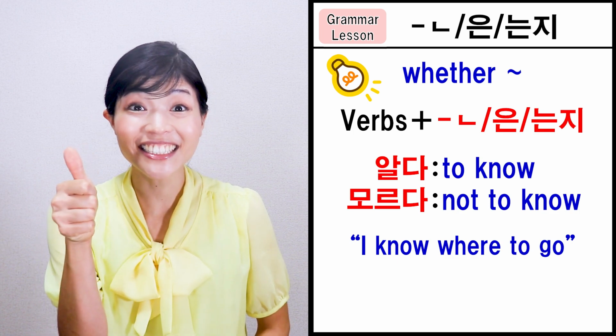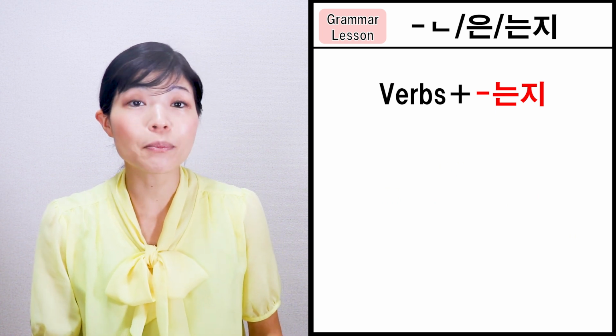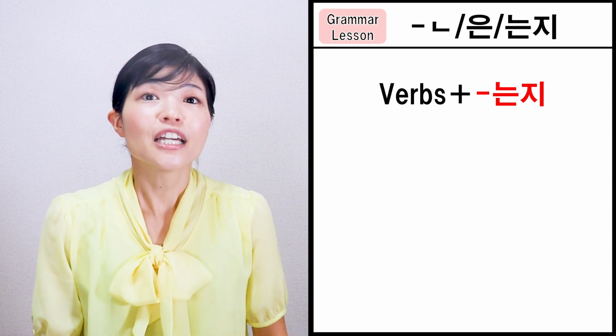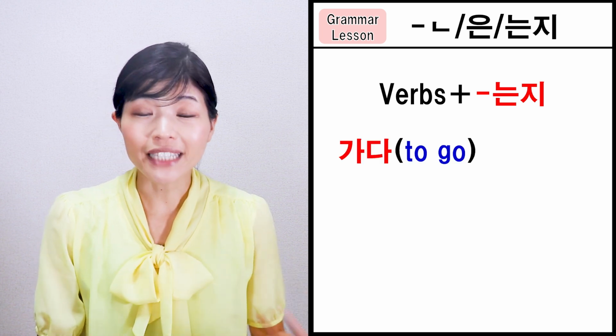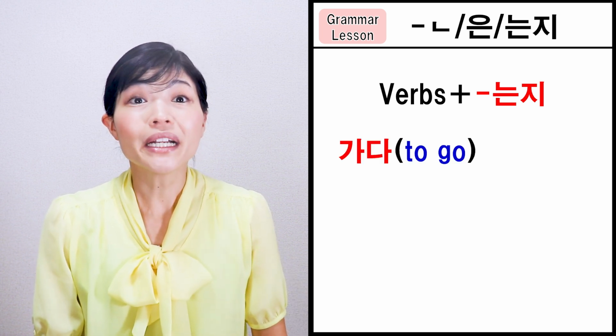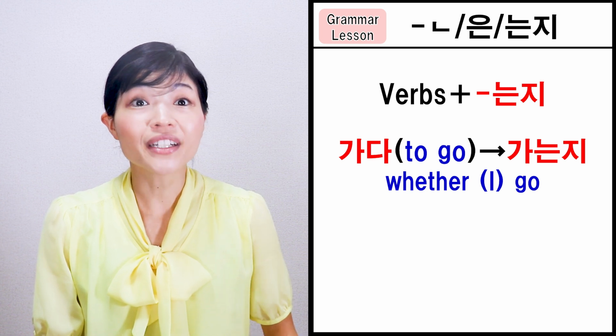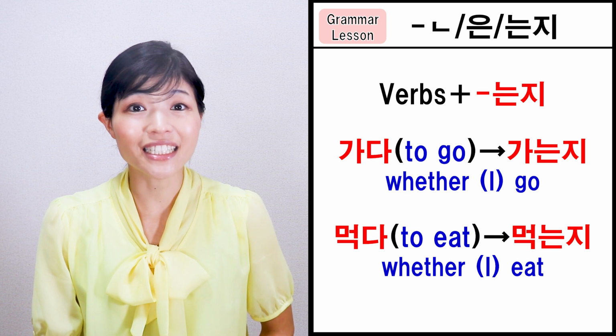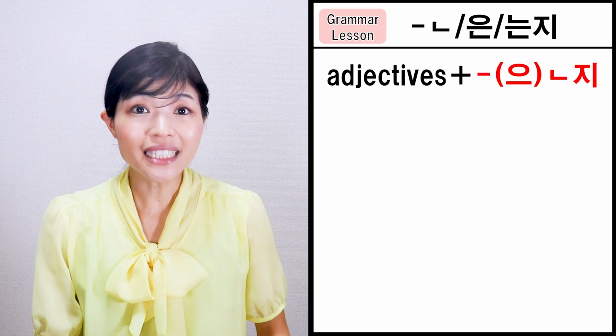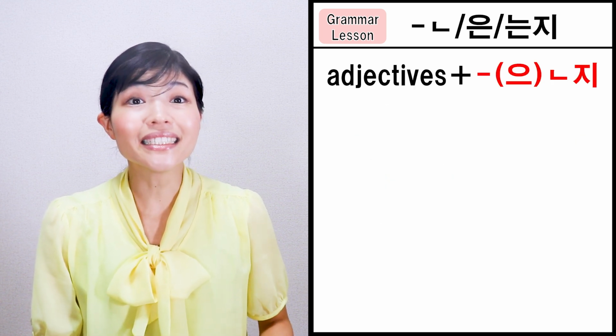Do you get it? So let's move on to how to apply this grammar. For verbs, you attach 는지 regardless of a final consonant. For example, 가다 to go will become 가는지, whether I go. 먹다 to eat will become 먹는지, whether I eat. For adjectives, you attach 은지 or 인지.